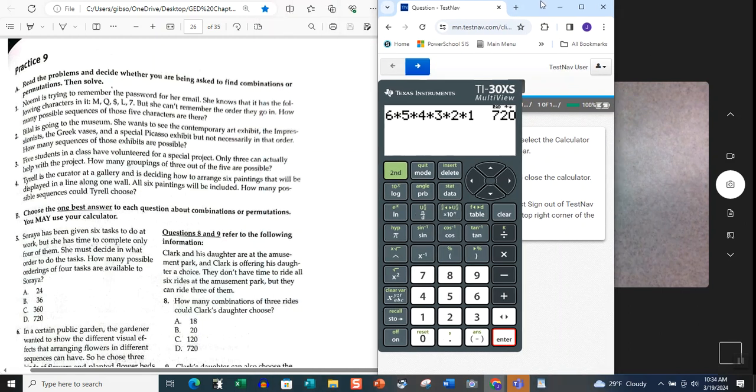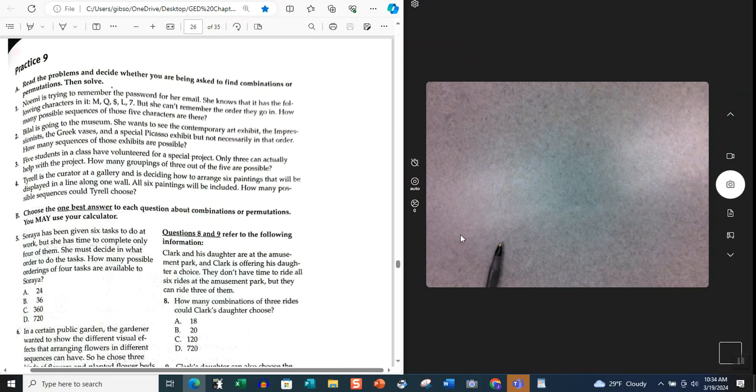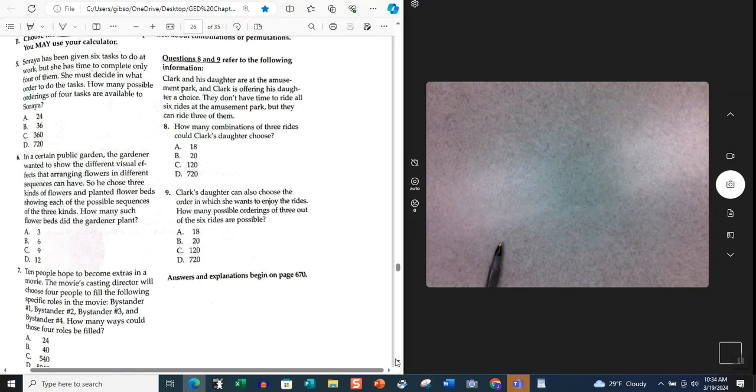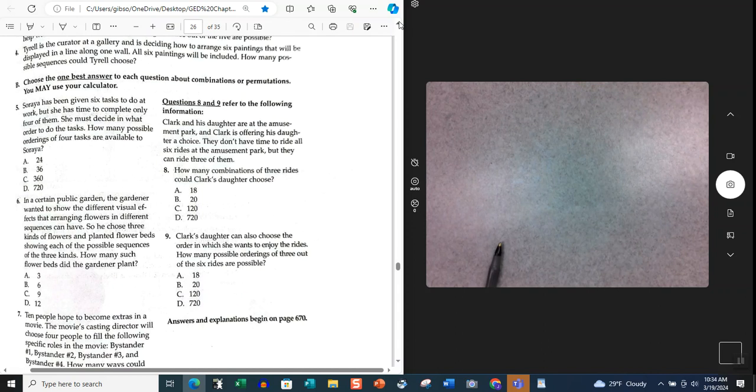Okay, now we move on to problem number 5. Problem number 5, it says choose the one best answer to each question about combinations or permutations. You may use your calculator. Okay, so with that being said, Soraya has been given 6 tasks to do at work, but she has time to complete only 4 of them. She must decide in what order to do the tasks. How many possible orderings of 4 tasks are available to Soraya?